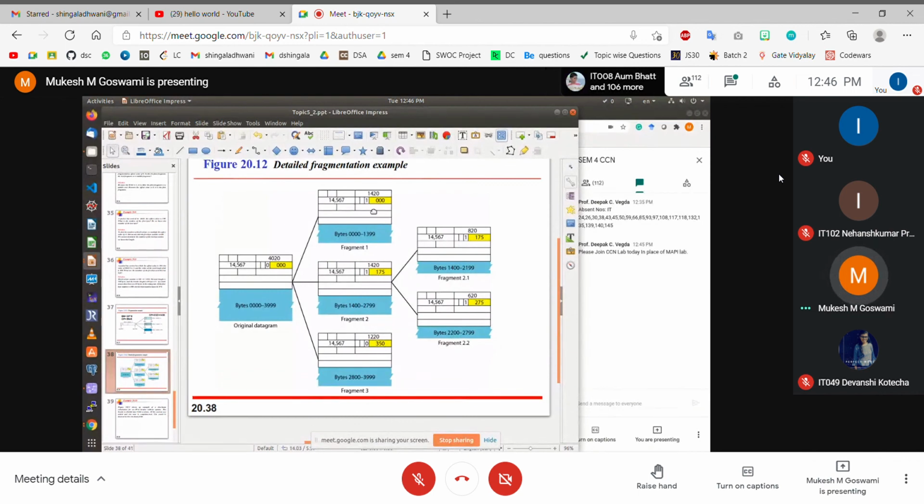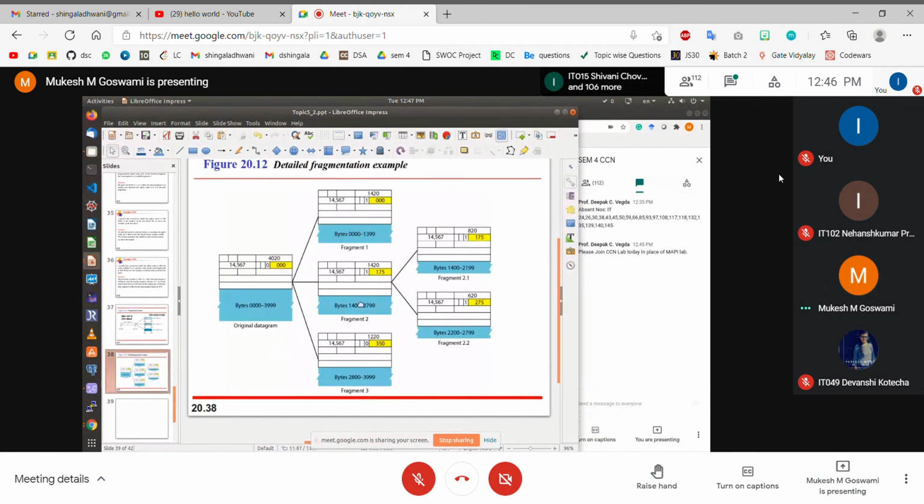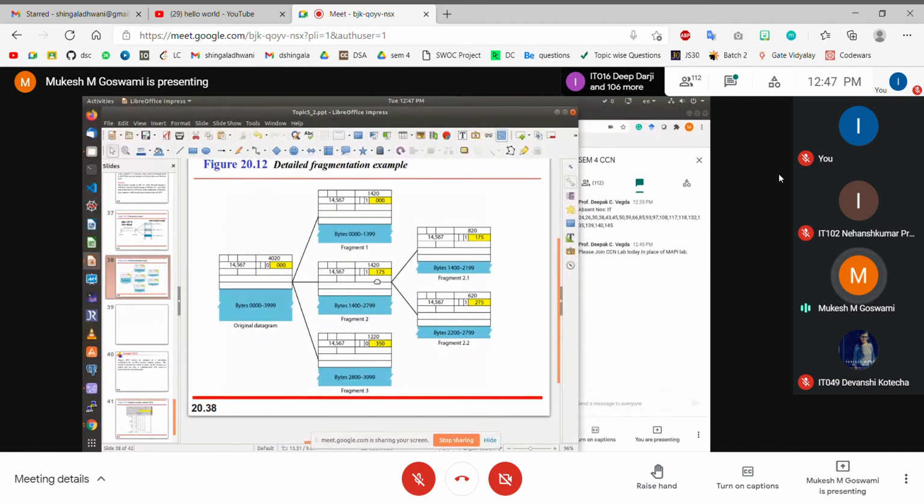So ultimately now your original packet is divided into 4 fragments. This is the first one, this is the second one, this is the third one, and this is the last one. Initially it was divided into 3 fragments, but then one of the fragments is in turn divided into 2 fragments. Remember, once the packet is fragmented, it will not be reassembled by any of the intermediate devices. It will only be reassembled by the destination device.